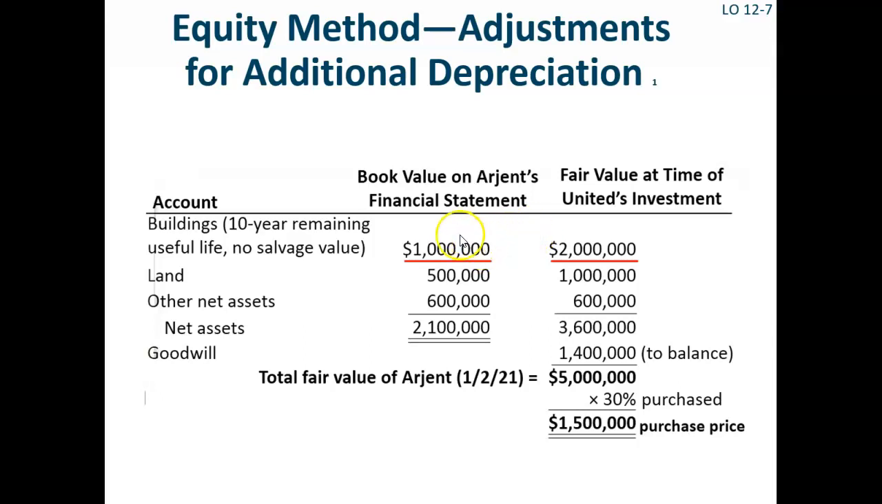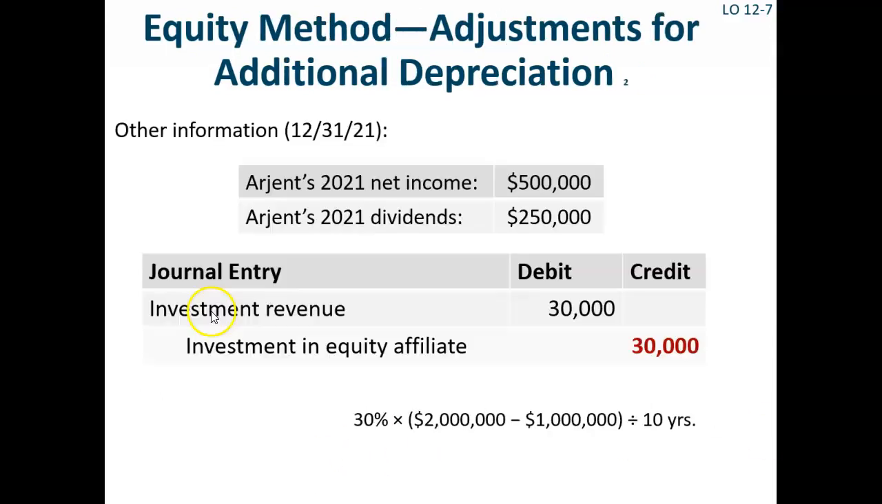Had Argent recorded the additional depreciation in its income statement, United's portion of Argent's net income would have been lower by $30,000, ignoring taxes. So, to act as if Argent had recorded the additional depreciation, United reduces investment revenue and reduces investment in Argent stock by $30,000. Debit investment revenue, $30,000. Credit investment in equity affiliate, $30,000.